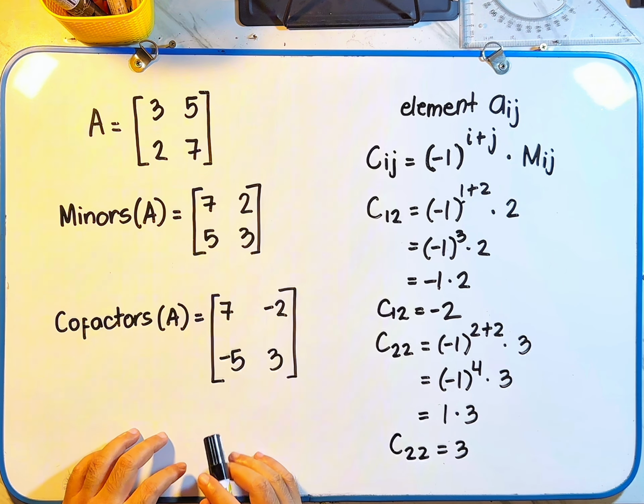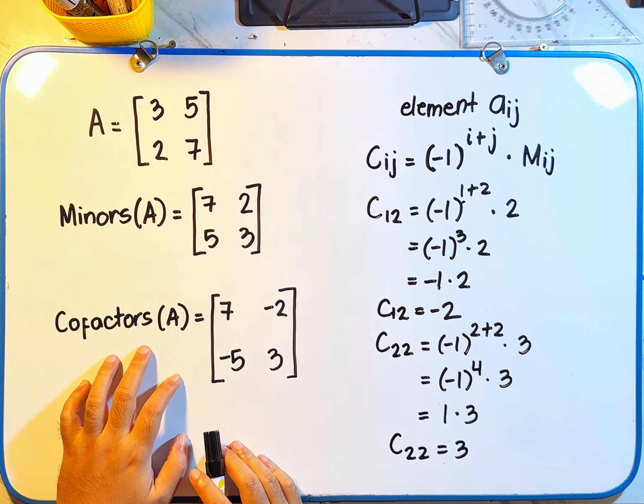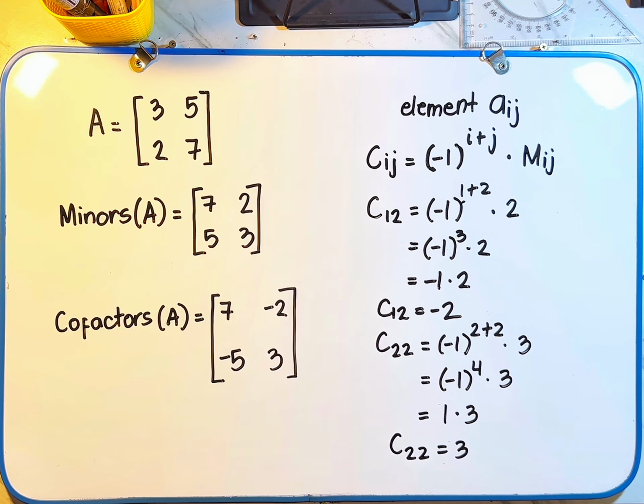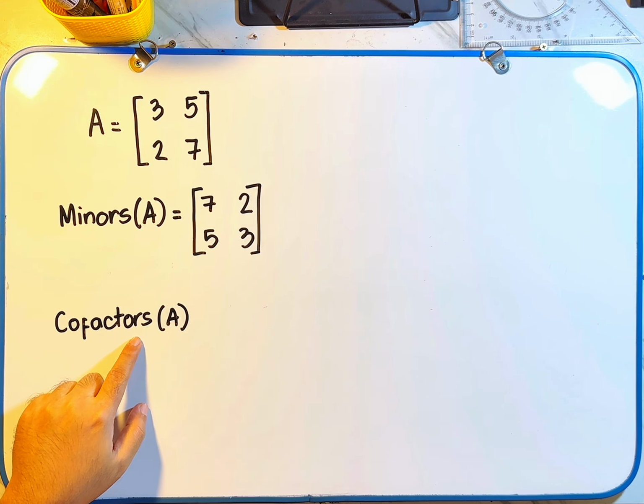Now, we have an easier approach to find the cofactors because following this formula is kind of time consuming, and I will show you the rule of signs for a 2 by 2 matrix cofactors. Let's say, let us solve again for the cofactors.